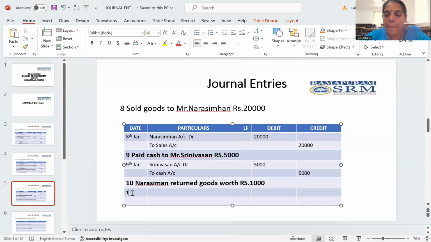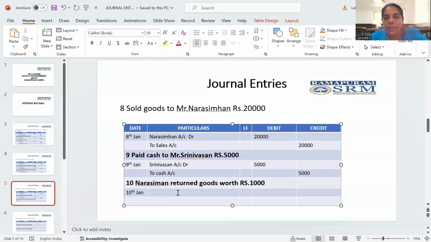On 10th January, Narasimhan returned goods worth rupees 1,000. On 8th January, we sold goods to Narasimhan on credit for rupees 20,000. Out of 20,000, goods worth rupees 1,000 were returned to us on 10th January. So Narasimhan returned goods worth rupees 1,000.